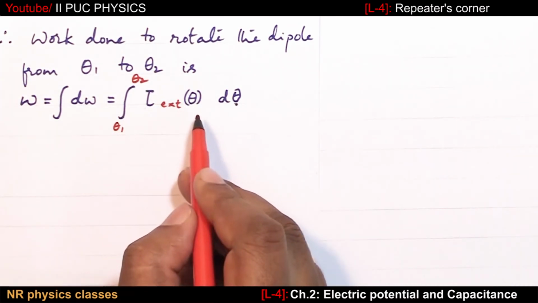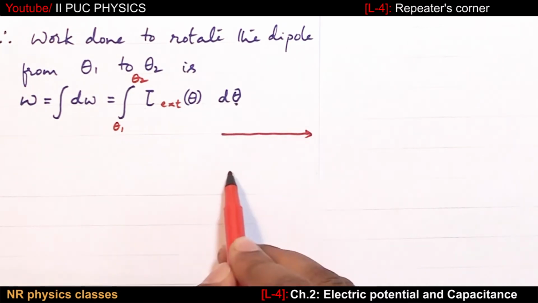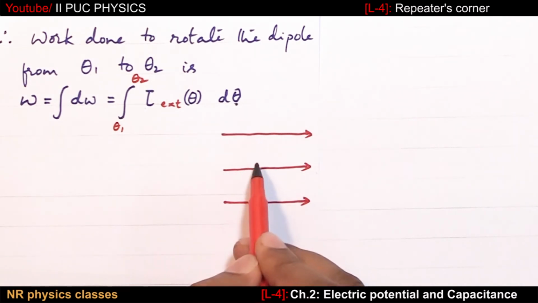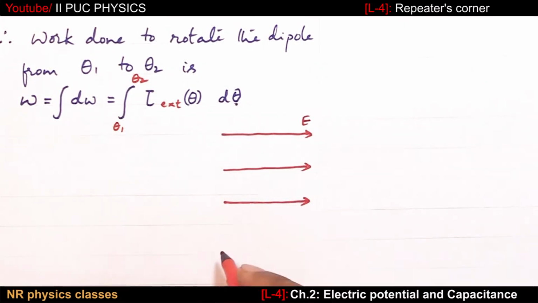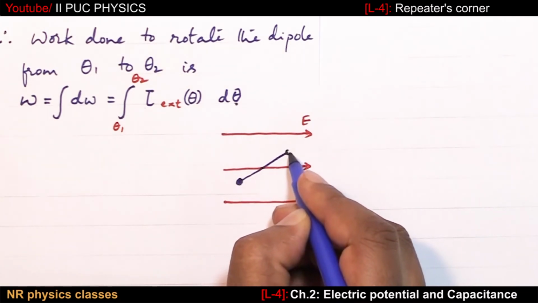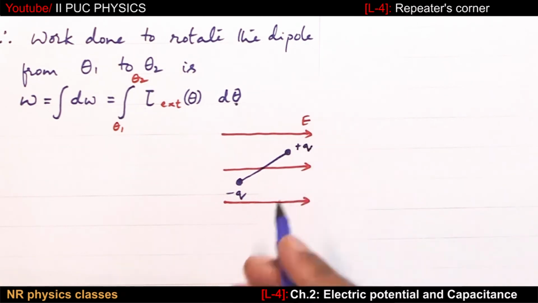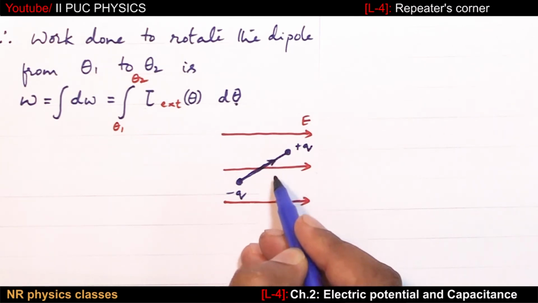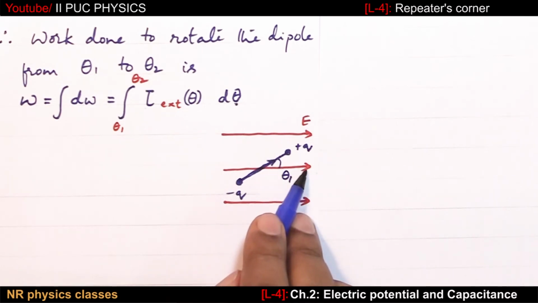Actually, diagram is not necessary, but with diagram it is easy to understand. If this is the external electric field, uniform means it should be shown by equidistant parallel lines. So this is external electric field E. This is a dipole. This is minus Q, plus Q. Dipole moment is from minus Q to plus Q along the line joining the charges, isn't it? Now this angle is theta 1, angle made by the dipole with respect to electric field.